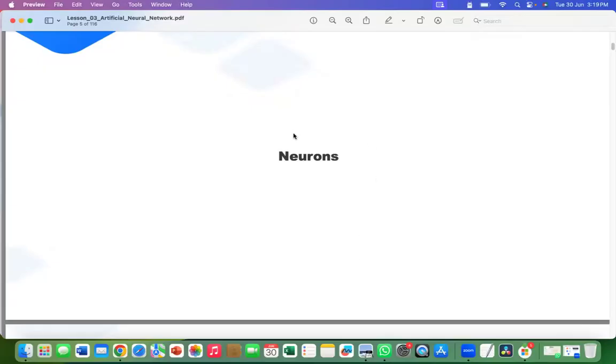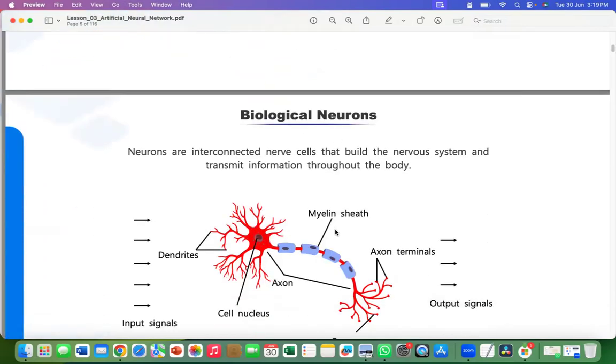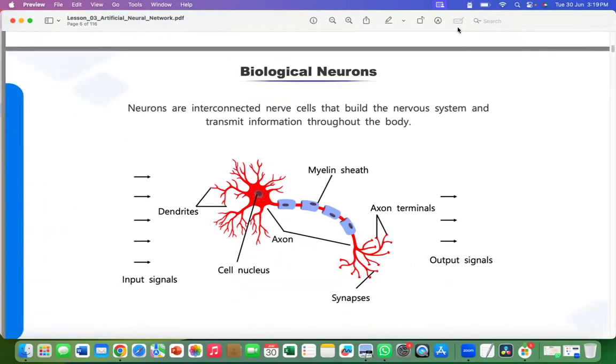You have to know what is a neuron. You heard it right. This is a neuron, and this we all know about biological neurons. These neurons are interconnected nerve cells that build the nervous system and transmit information throughout the body. ये जो हमारा ह्यूमन बॉडी की बात कर रहे हैं हम, ह्यूमन बायोलॉजिकल न्यूरॉन्स, उसमें क्या होता है? Neurons are interconnected nerve cells that build the nervous system and transmit information throughout the body.